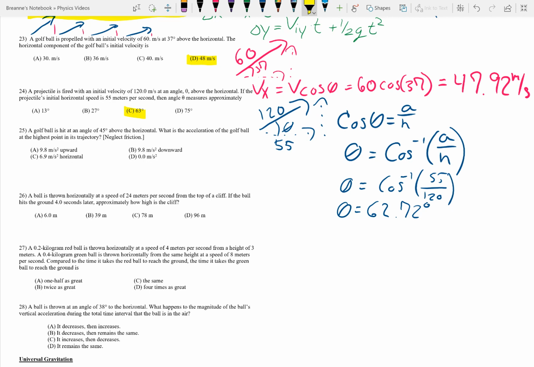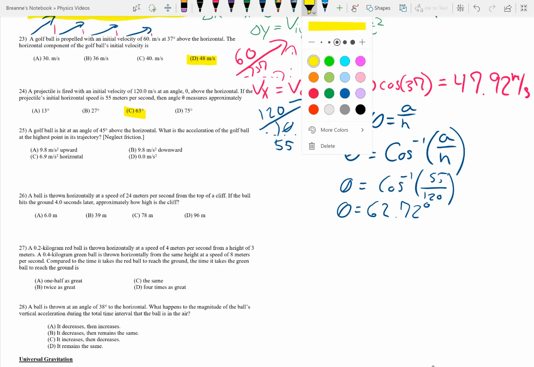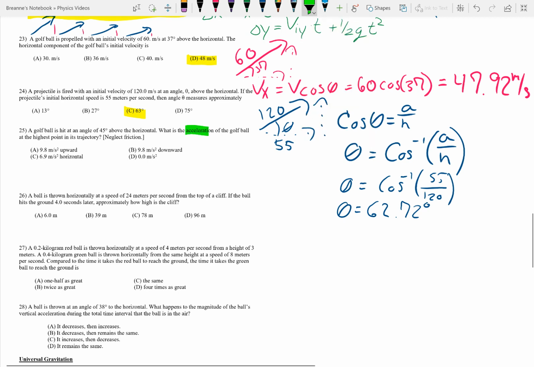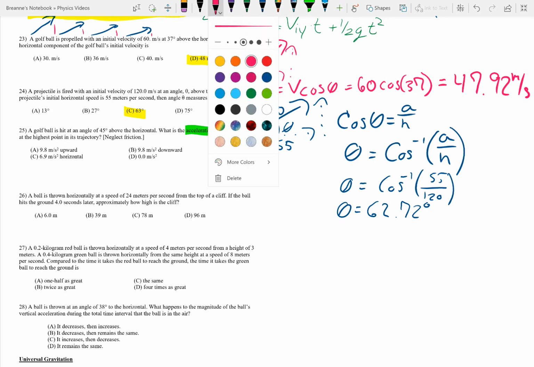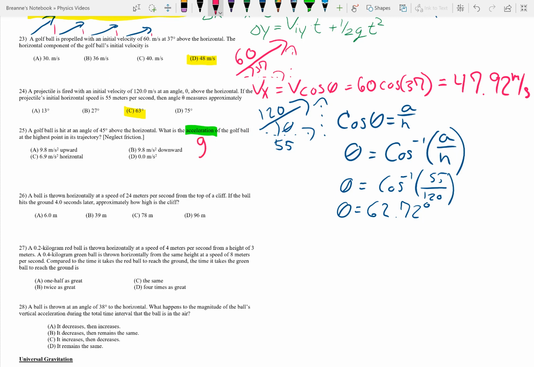Now, a golf ball is hit at an angle of 45 degrees above the horizontal. What is the acceleration of the golf ball at its highest point? I know I've done this a lot. You think this is important? The answer is yes. Remember, acceleration is just your gravity, so it's negative 9.8 meters per second squared. The negative is just a direction.